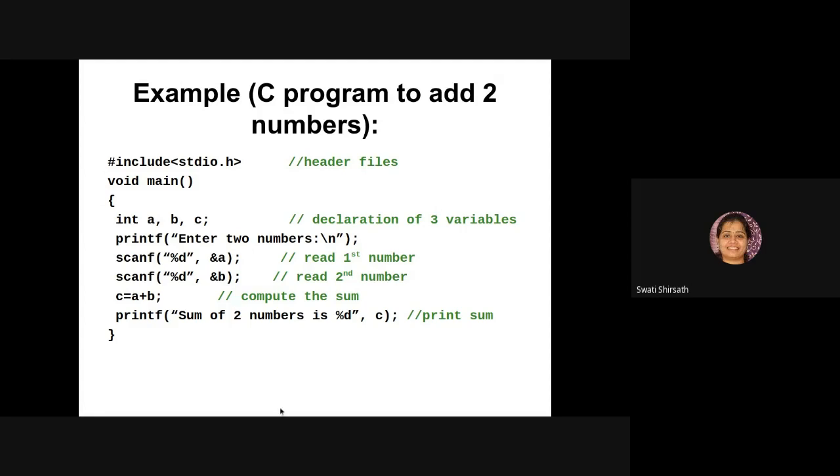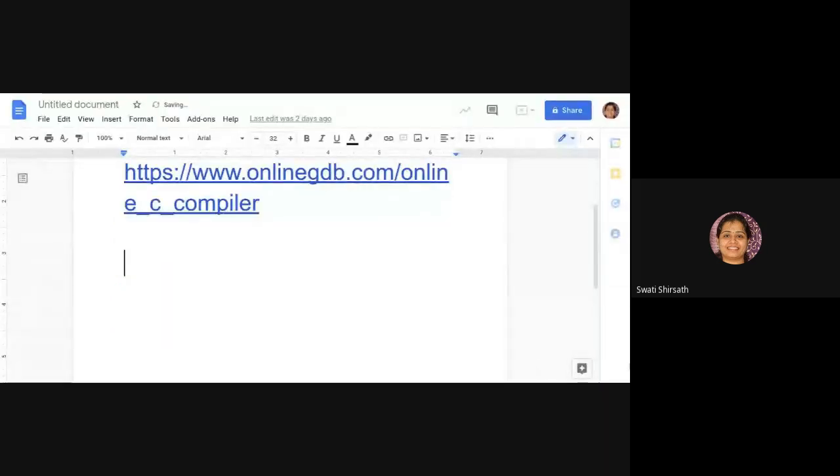Which batch do you belong to? E1. E1? Yes. D1? E1. How come? Sorry, E1. Your entry has not been done so far? Maybe E2's has been done. Okay. Share one. Can you see this? Yes, ma'am.